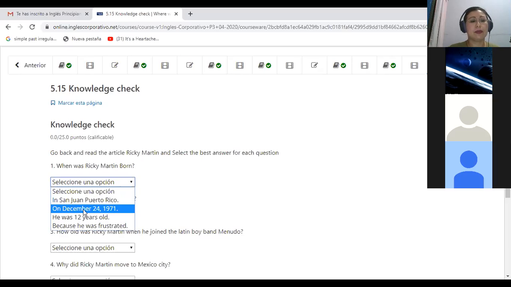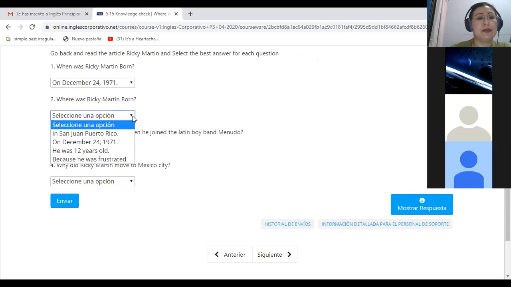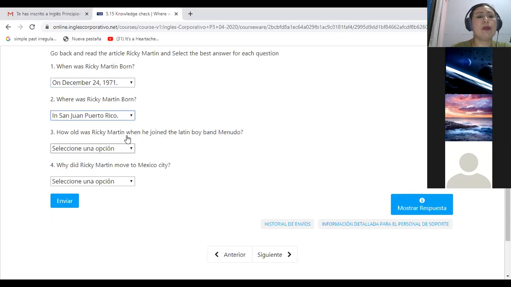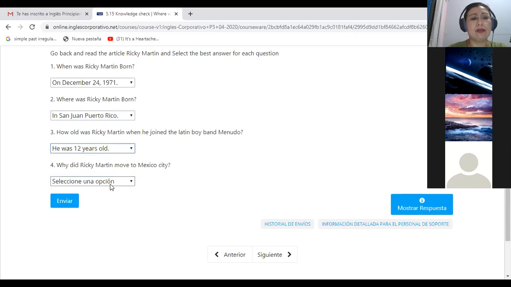So, where was Ricky Martin born? When I use where, I'm asking about a place, right? Un lugar. So, what should be the answer? In San Juan. ¿Dónde? Okay, in San Juan, Puerto Rico. How old was Ricky Martin when he joined the Latin boy band Menudo? How old? We are asking about age. So what should be the answer? He was 12 years old. Very good.